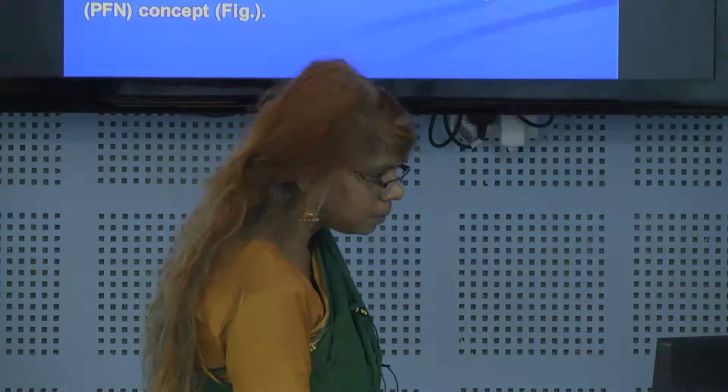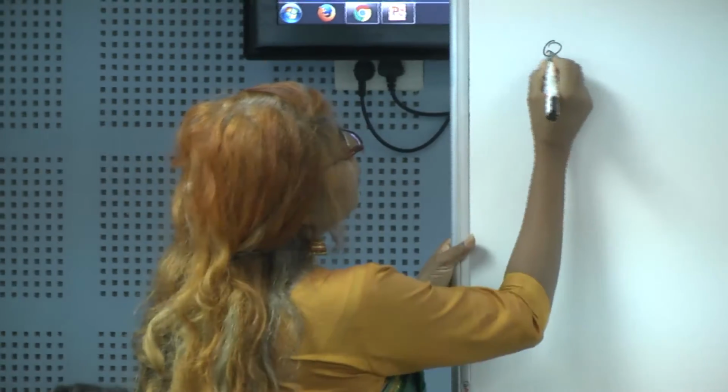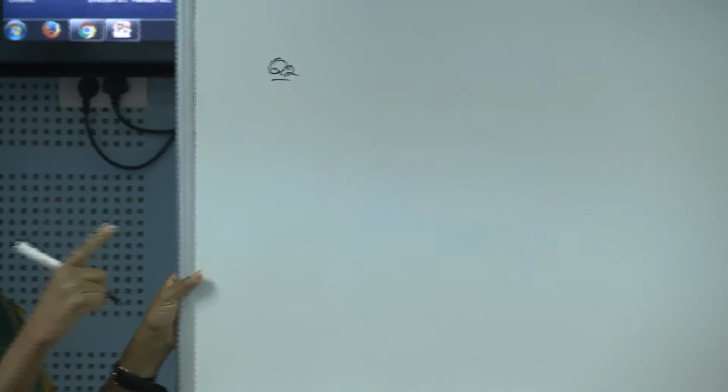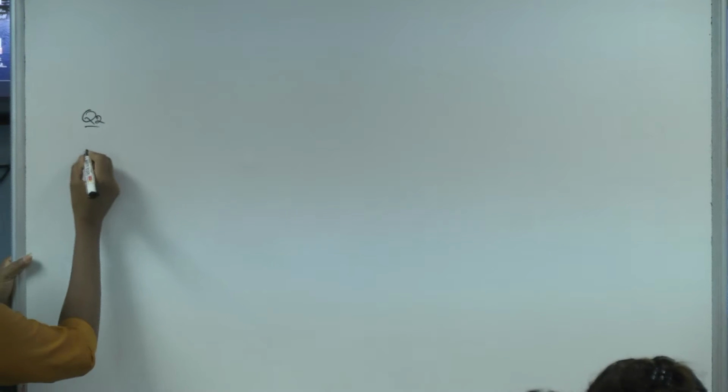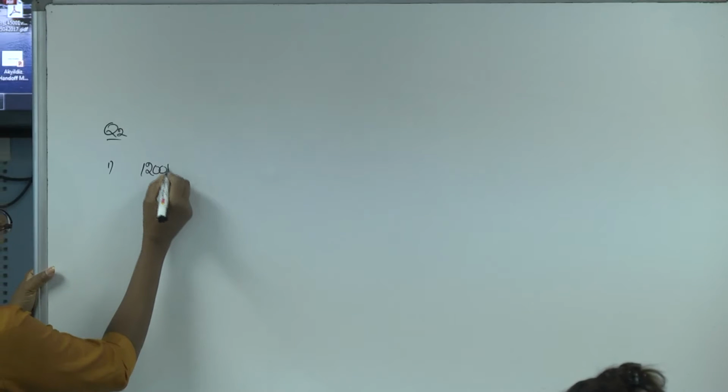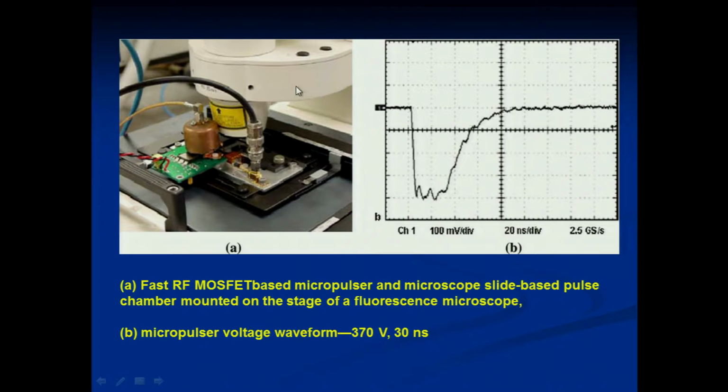Where were we? This high voltage pulse generator, that is this fellow. Per centimeter. With the microscope and everything, they use 370 volts, 30 nanosecond. 370 volts across 0.33 millimeter.